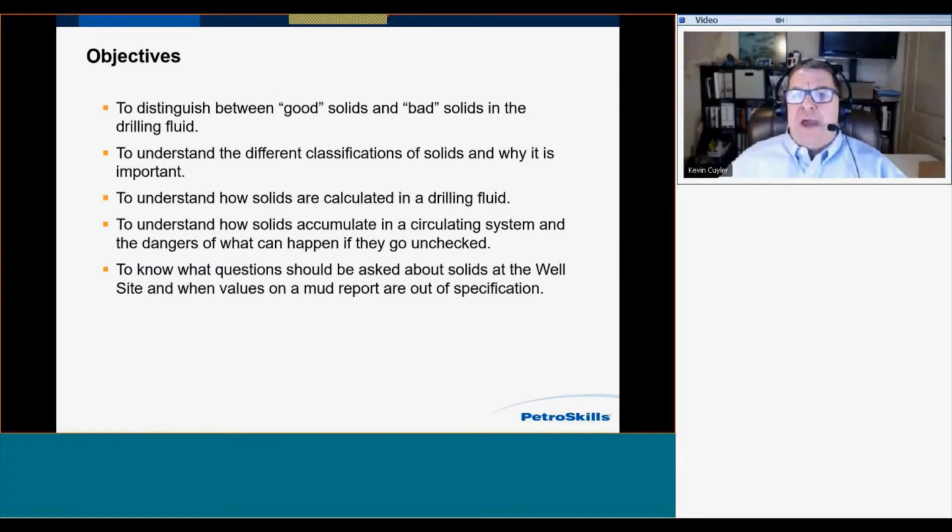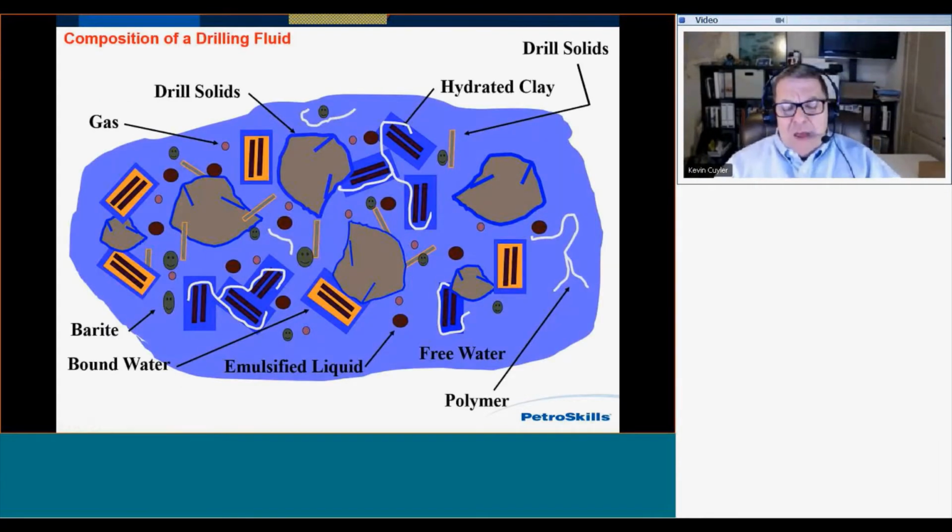So let's go ahead and dive in. The first thing is I want to talk about how solids act in a drilling fluid. We know that a drilling fluid is composed of many different things. We have barite, we have bound water, we also have what we call free water. We have emulsified liquids, and as we're showing here, we have gas, drill solids, polymers, and hydrated clay, and these drill solids begin to interact with all the different components of a drilling fluid.